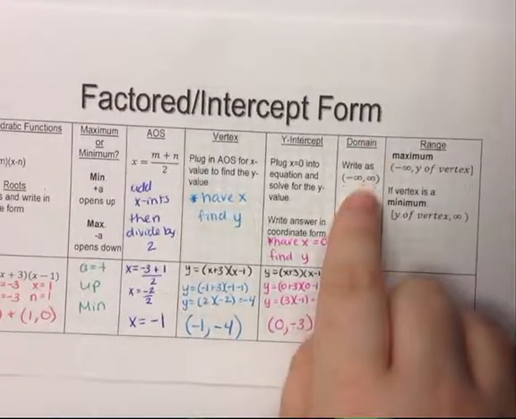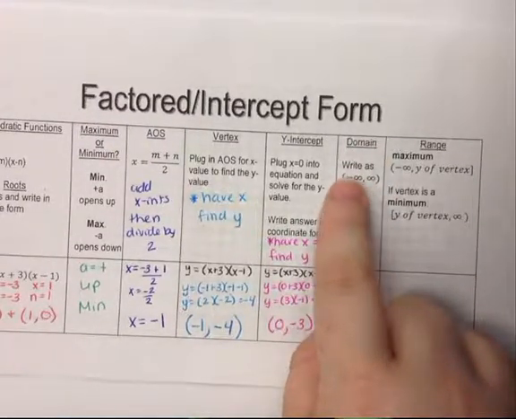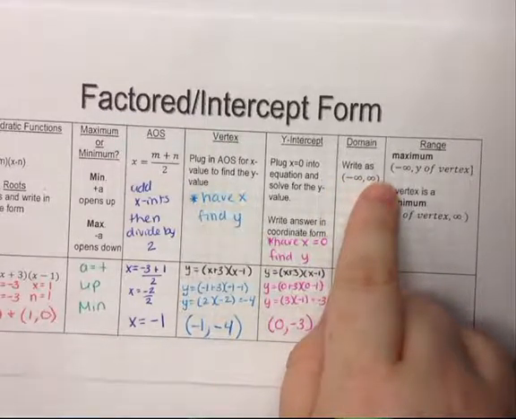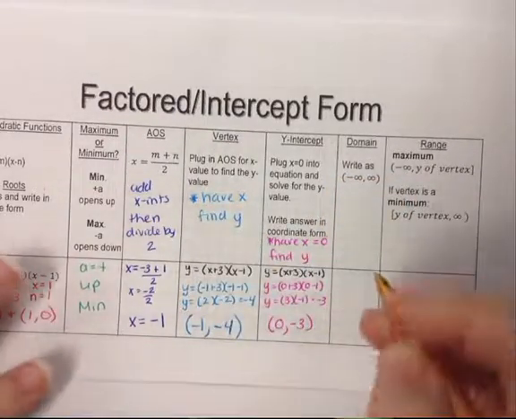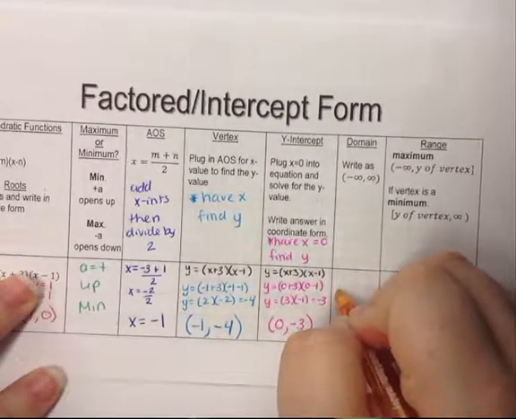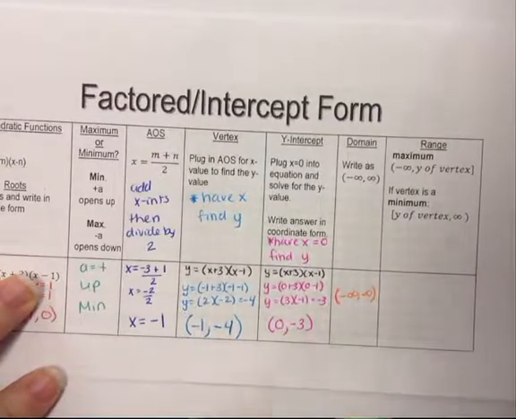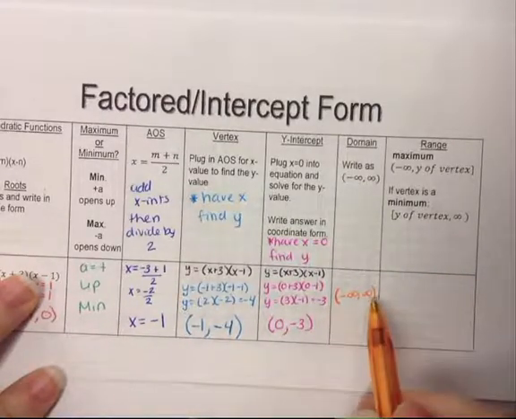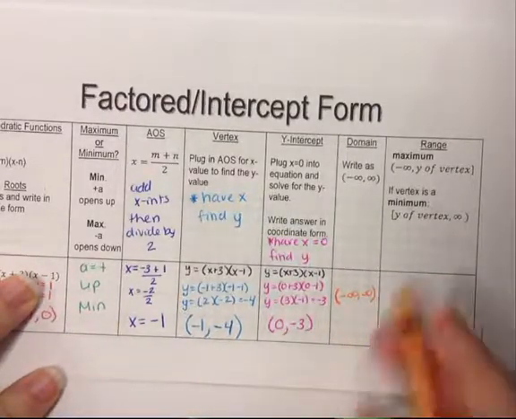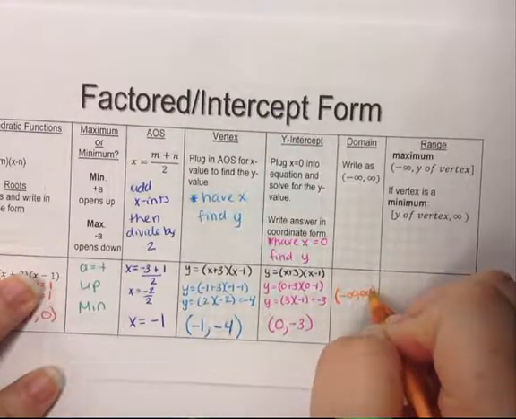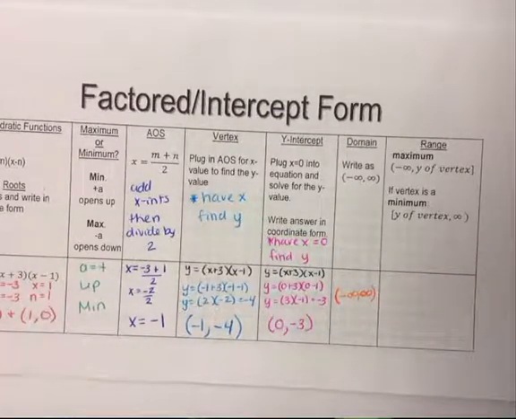Our domain will always be written as open bracket, negative infinity to positive infinity, open bracket. Because this does not have any holes in it. It does not stop. It goes left and right forever. So we have negative infinity to positive infinity. And again, we use open brackets because it never actually touches infinity. So it has to be open.